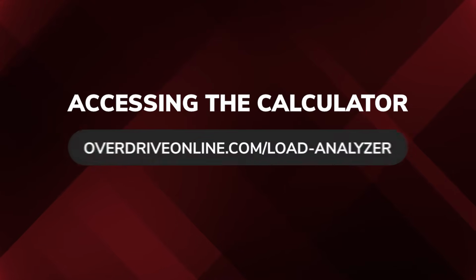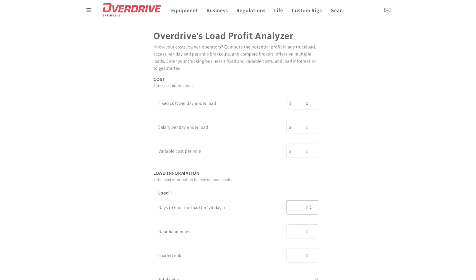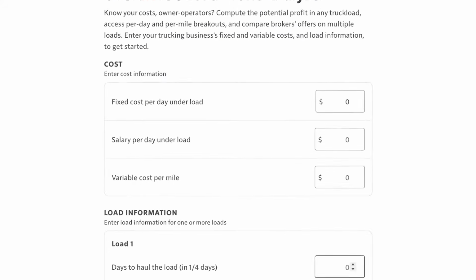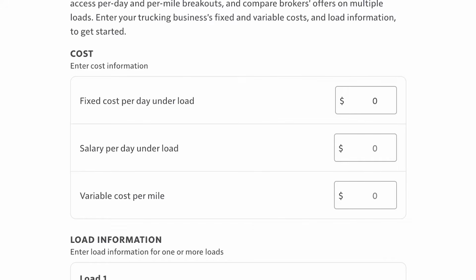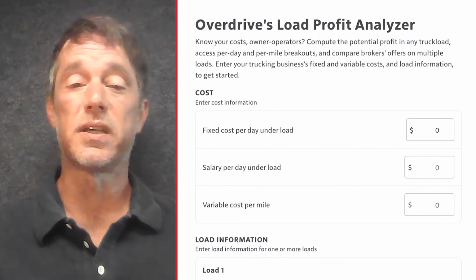You can start by going to overdriveonline.com/load-analyzer. At the top, you'll see 3 cost fields: fixed cost per day, salary per day, and variable cost per mile. These are the foundation of your profit calculation.